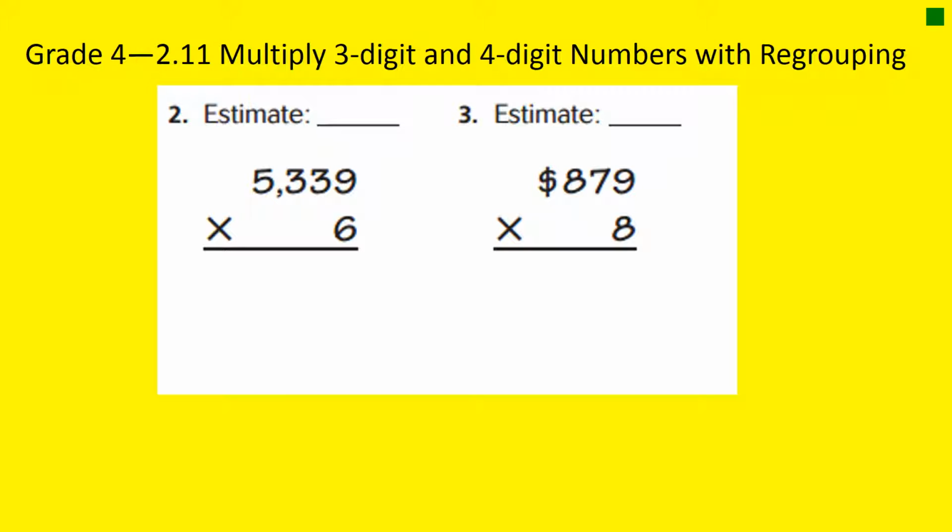Here we are, Chapter 2, Lesson 11, multiply 3-digit and 4-digit numbers with regrouping. Okay, big time now, right? Big giant numbers we're dealing with here. Woohoo! Okay, number 2, first we're going to get our estimate.